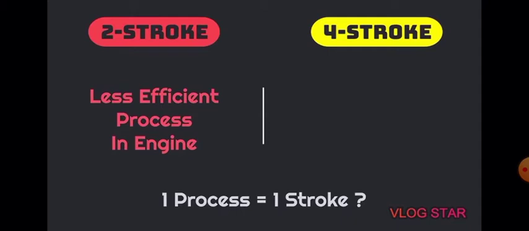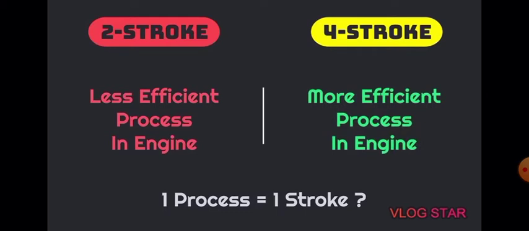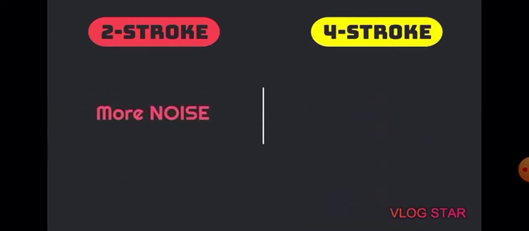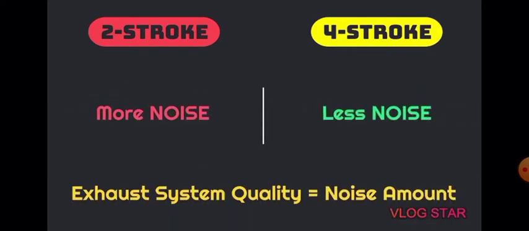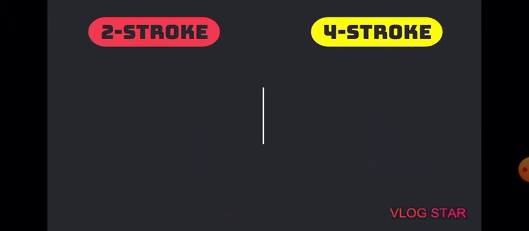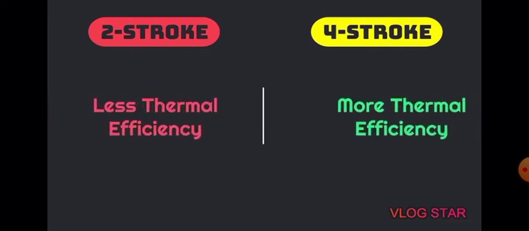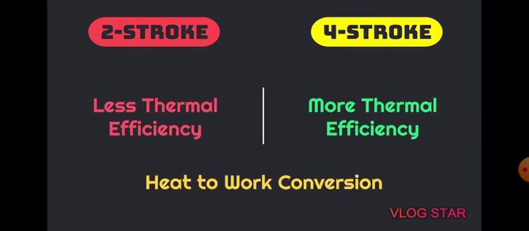There is a less efficient process in the engine, that is one process is equal to one stroke, whereas in the case of four-stroke, a more efficient process is present in the engine. Two-stroke, as discussed, is much noisier compared to four-stroke. Exhaust system quality is good in four-stroke. The two-stroke has less thermal efficiency, whereas the four-stroke has more thermal efficiency. Hence, heat to work conversion is much more in the case of the four-stroke engine.